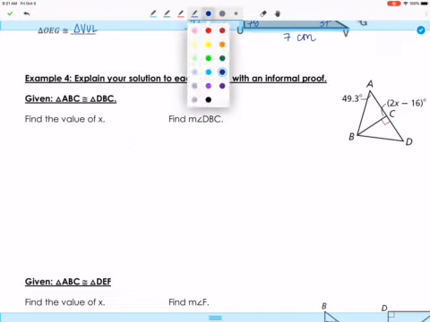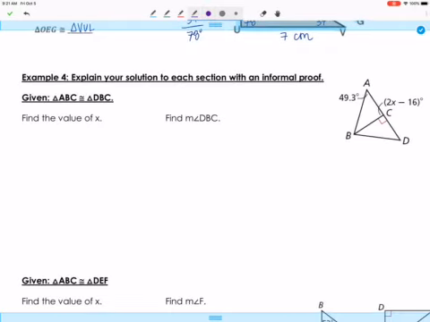So it says to explain your solution in each section with an informal proof while also solving the question. So given that the triangles are congruent, find the value of x. Think of this as like part A. All right, if the triangles are congruent, think back to when we wrote our proofs in Unit 3. The first thing you want to start with every time is anything that's given. So my first statement would be the triangles are congruent. And I'm just going to say because that information was given.